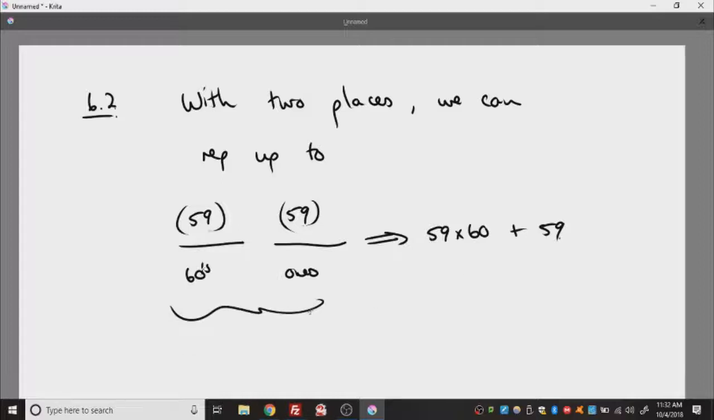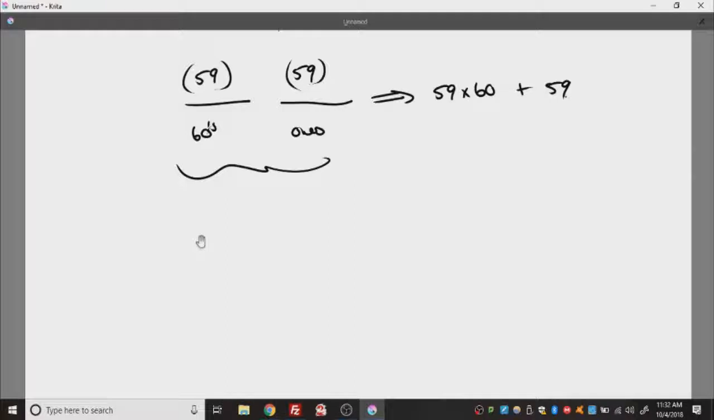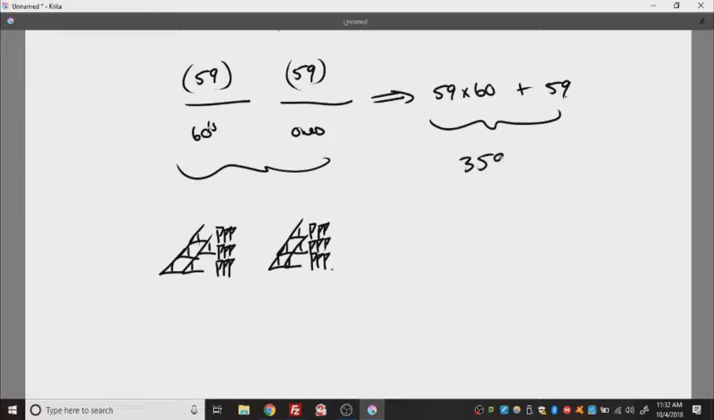And the representation in Babylonian would be tedious as it is to write a 59. I guess I have to do it. 5 tens and 9 little ones for the first place, space, 5 tens and 9 little ones for the second place. And that is the representation for 3,599.